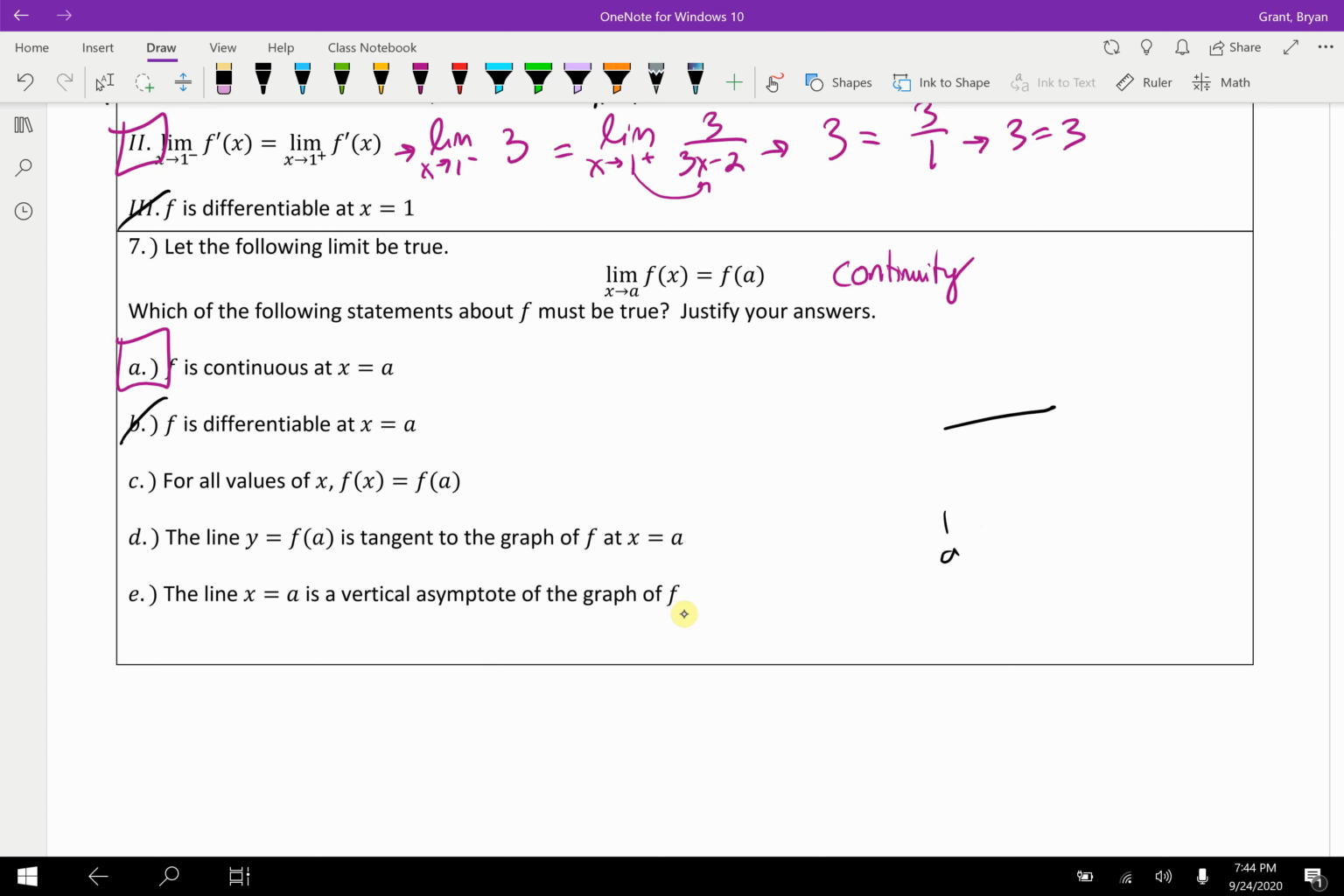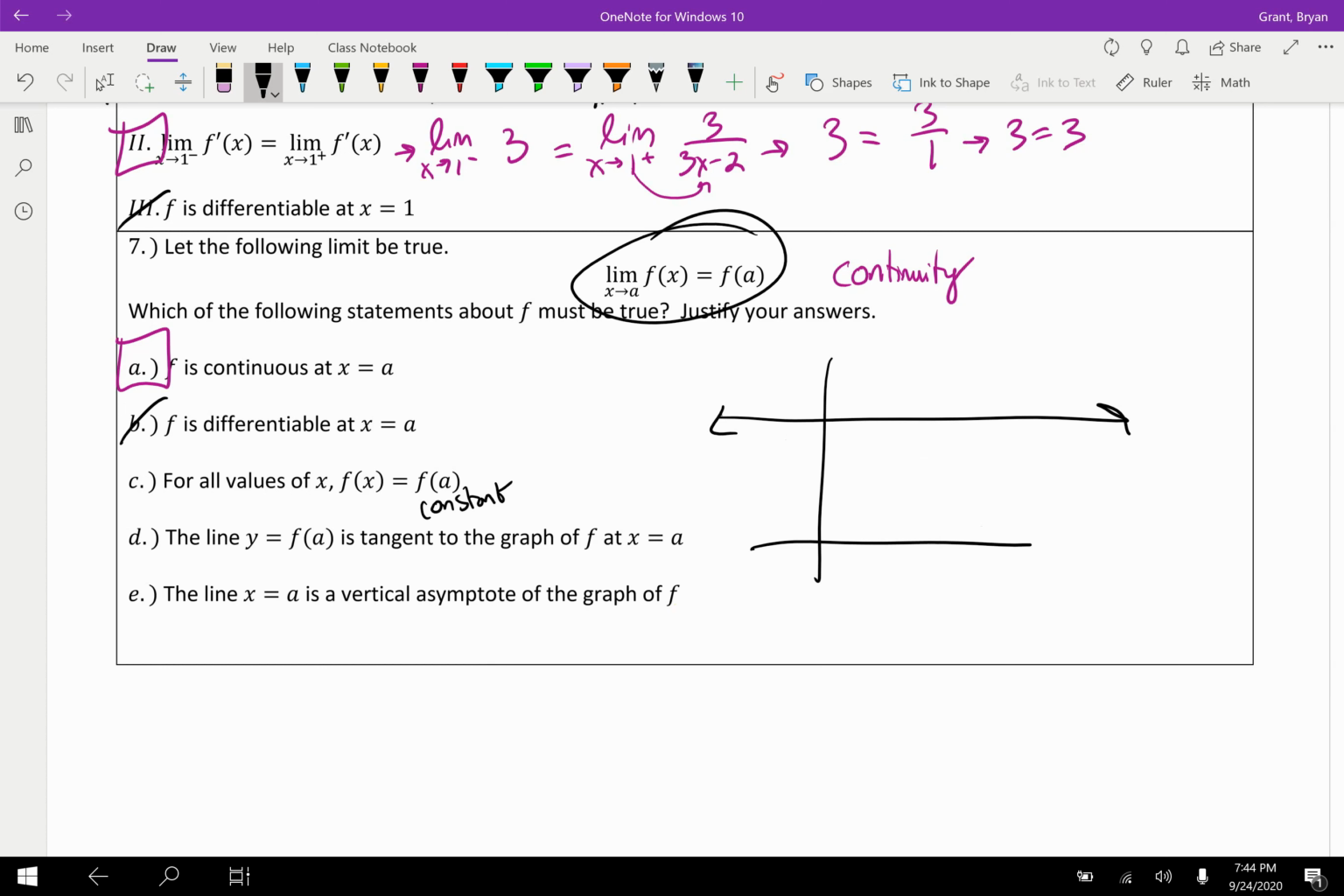The rest of these are kind of interesting. This one says, for all values of x, f of x has to equal f of a. F of a is, of course, a constant. That is a y value. So they're basically saying y has to equal a constant. Well, a constant graph is a graph that looks like this. It's a horizontal line. Nowhere does this mean it has to be a horizontal line, right? It can be any sort of graph. So no, the y values do not have to be equal to a constant.